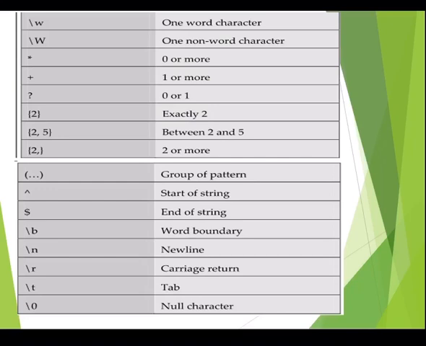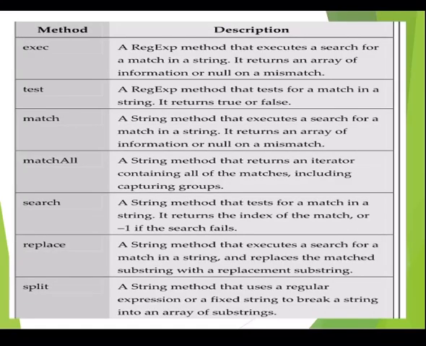So that negation character ^ is the start of the string, $ is the end of the string, \b is your word boundary, \n is your new line, \r is your carriage return, \t is for tab, and \0 is your null character. These methods we have already discussed previously. So we'll move on to the next slide.